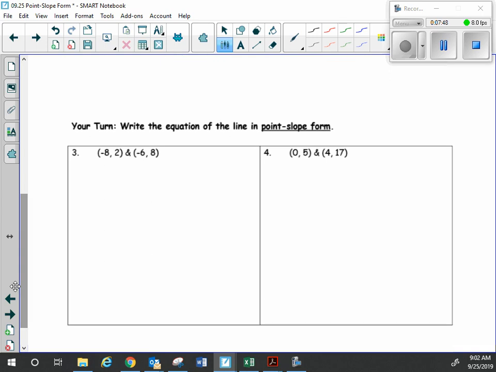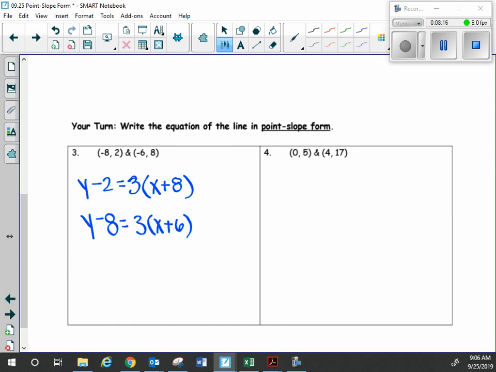Okay, so we do 3 and 4. Alright, number 3. Y minus 2 equals 3 times x plus 8. What's the slope? Oh, 3. If you have y minus 8 equals 3 times x plus 6, then that works.